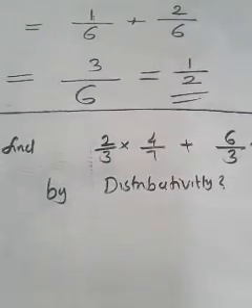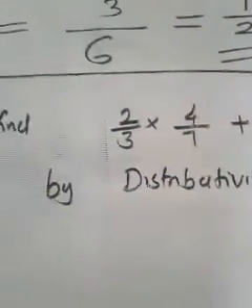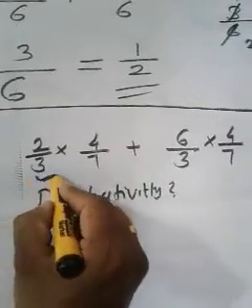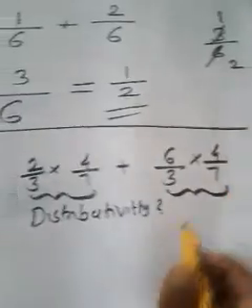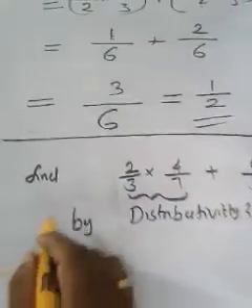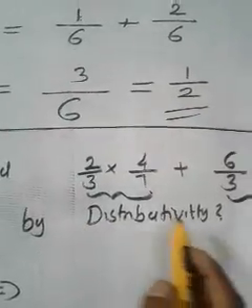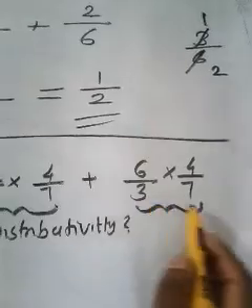Now I am going to discuss another way of applying this distributivity property. Just learn it. See, this is your question. Find 2 by 3 into 4 by 7 plus 6 by 3 into 4 by 7 by distributivity. In order to find this, you have to consider this as one term and this as the second term. So in order to calculate the answer, you can consider these as the first term and these as the second term.